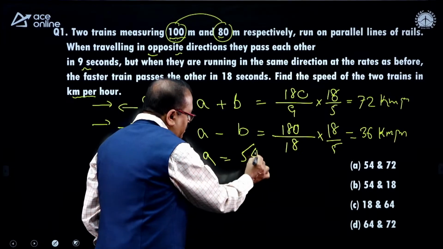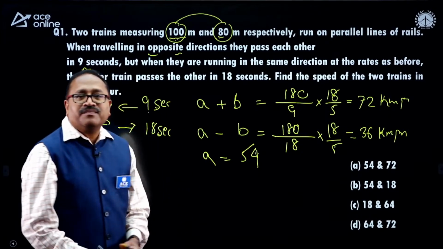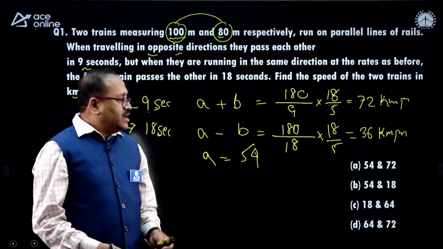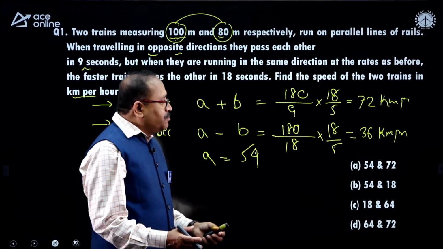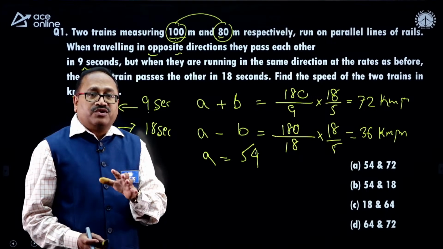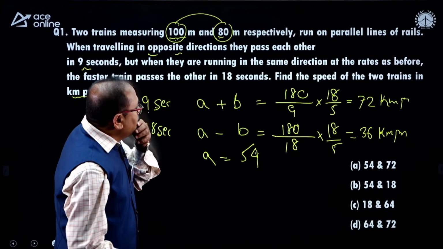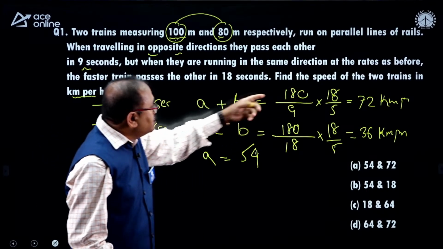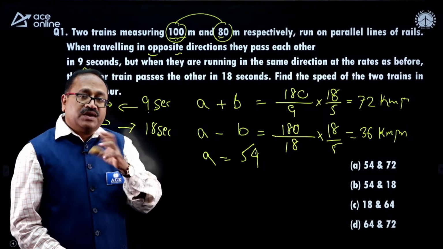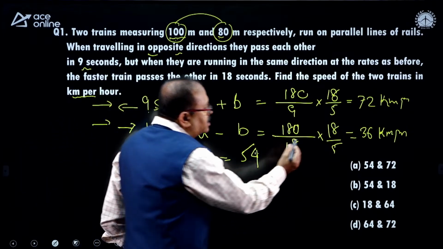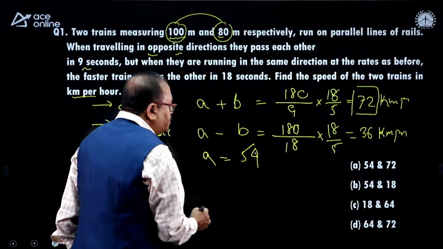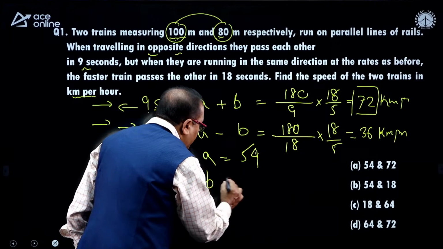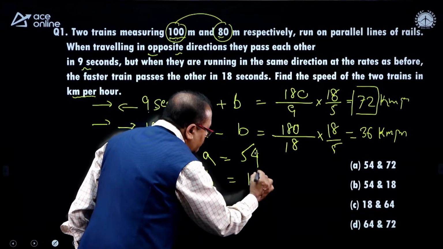54. Am I right, my friend? So once I got the A as 54 and I know the A plus B is 72, then obviously the B can be worked out. But what is the question asked? Question asked, find the speed of the two trains. Okay, I need to find out the second one also. So that is A plus B, which is 72, and minus 54, I will be getting the B, and the B is nothing but 18.